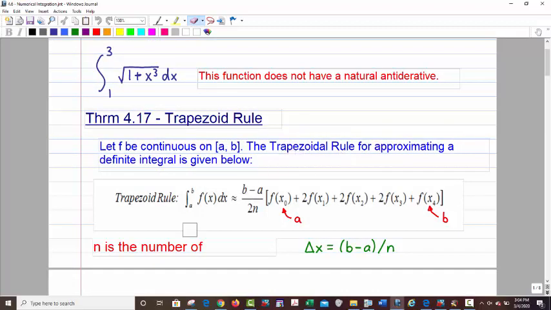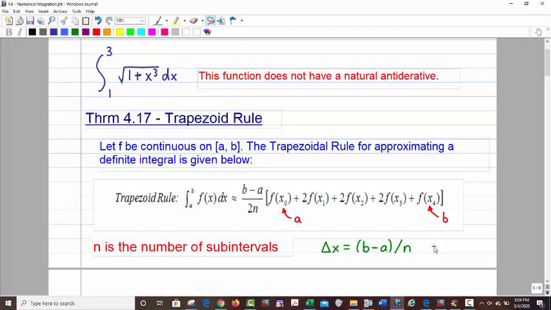The trapezoidal rule, so we're saying it's approximately equal to b minus a over 2 times n, where n is the number of subintervals, how much you're going to break it down into, how many pieces. Now, on both these rules, the larger the number of subintervals, the better the approximation.